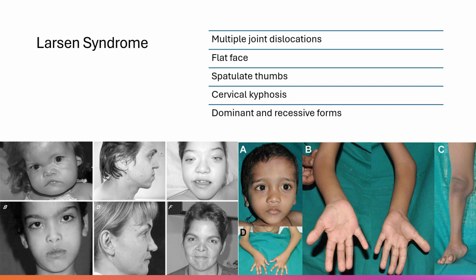The spatulate thumbs describe a distinctive thumb shape that appears flattened and broadened, resembling a spatula. This finding provides another diagnostic clue that helps distinguish Larsen syndrome from other conditions with joint problems. The cervical kyphosis creates the most serious medical concern because spinal instability in the neck region can threaten the spinal cord. Understanding that both dominant and recessive forms exist helps explain why some families have multiple affected members, while others have isolated cases, providing important information for genetic counseling and family planning discussions.